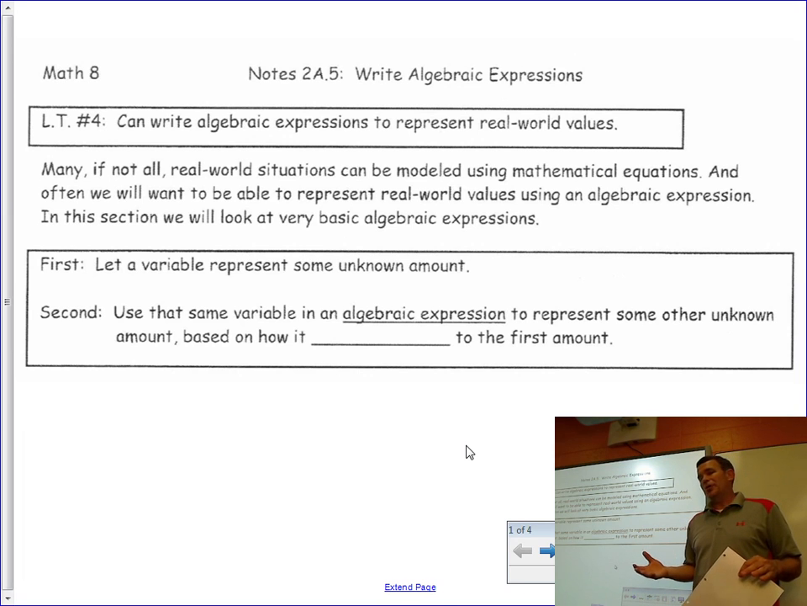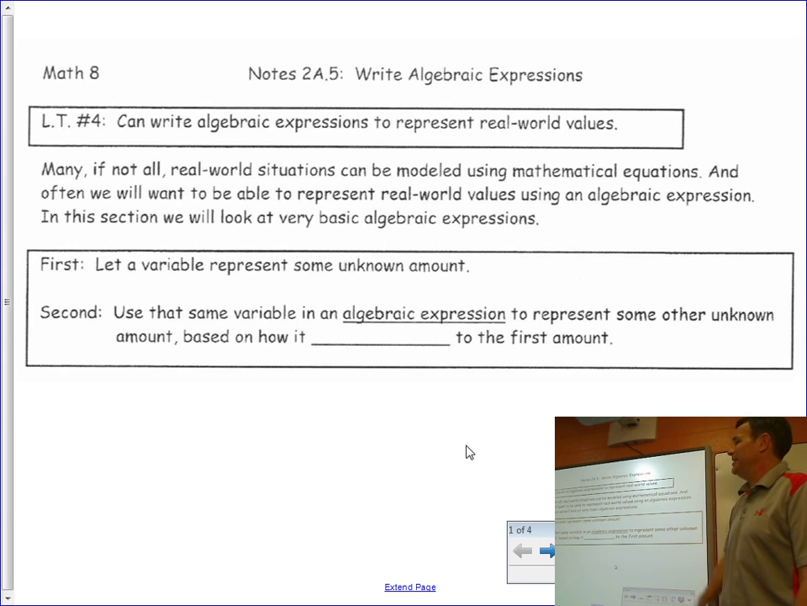Now that is really the purpose of math, is that you can take things that are happening in the real world and translate them into a math problem to allow you to solve for different things. So today we start trying to take algebraic expressions and represent real-world amounts using them. I guess I wrote many, if not all, real-world situations can be modeled using mathematical equations. And often we will want to be able to represent real-world values using an algebraic expression.